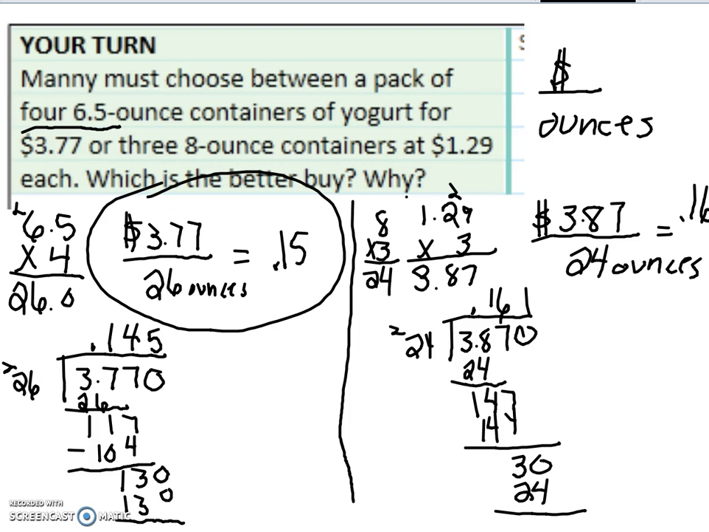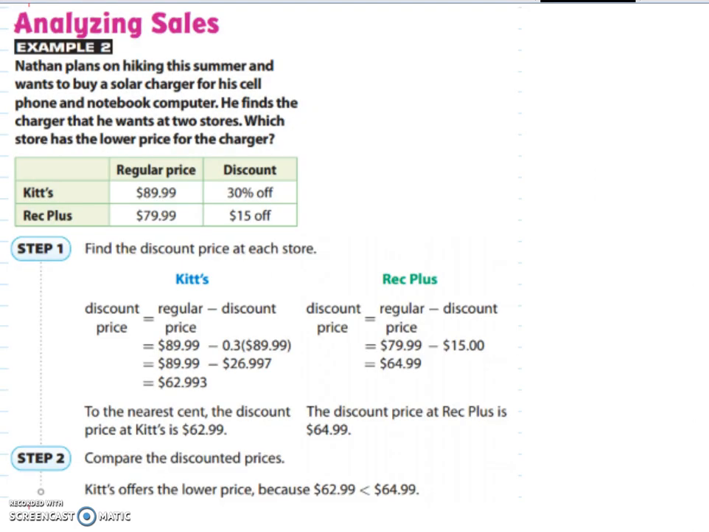Okay, flip it over to the back side. On the back side, we are finding discounts. So with our discount, we have our 30% off, and we can subtract that. We get $62.93. This one is just $15 off. So what is the better buy? Kits is the better buy with 30% off.